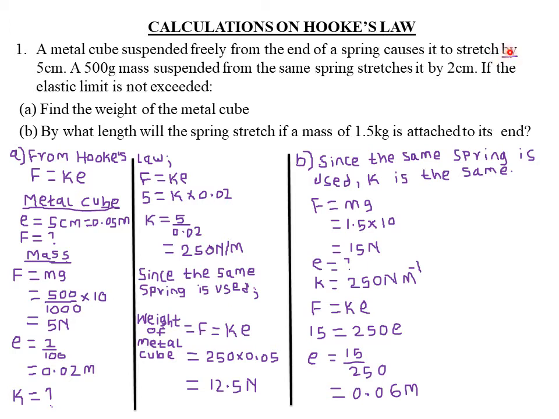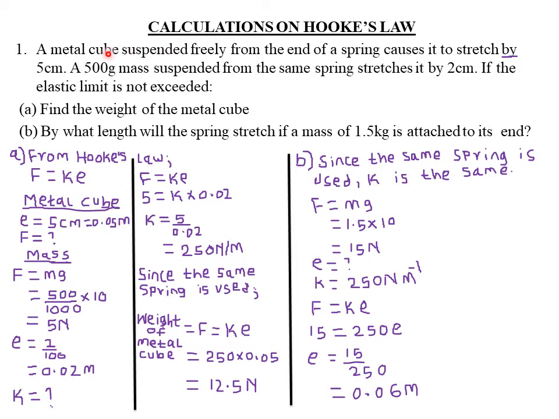But if you are told that it is stretched by, then that is a clear indicator that this value, the 5 centimeters, is already an extension. So for the metal cube, we are given the extension, which is 5 centimeters. As usual in physics, we convert all quantities to their respective SI units, and since the SI unit of length is the meter, we have to convert the 5 centimeters into meters. Now we know that 100 centimeters is equal to 1 meter. What about 5 centimeters? It will be 5 centimeters divided by 100 centimeters times 1 meter, which gives 0.05 meter.